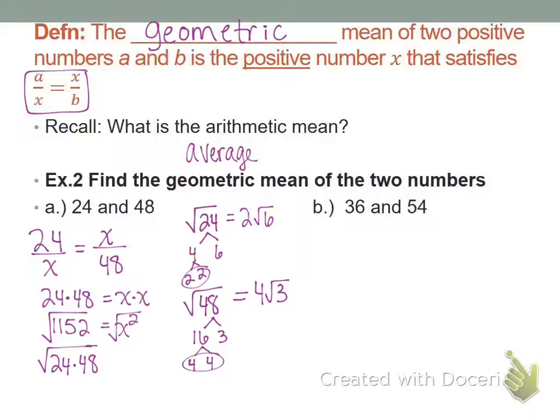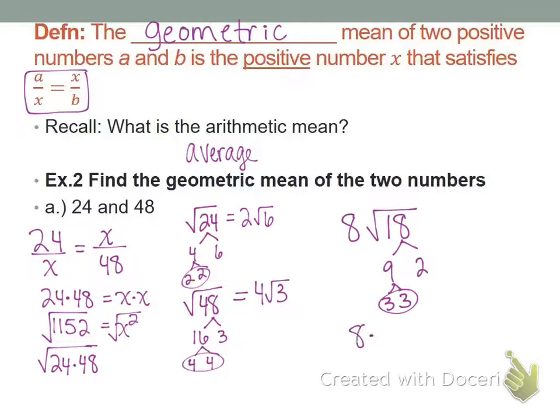2 times 4 is 8. So I'll take this away while I'm showing my work. 2 times 4 is 8, and 6 times 3 is 18, but then 18 breaks down. So we can also take another 3 out. So we would have 8 times 3 root 2, which becomes 24 root 2. Now, if you wanted to break it down all the way from 1152, that's fine. You would end up in the same place.